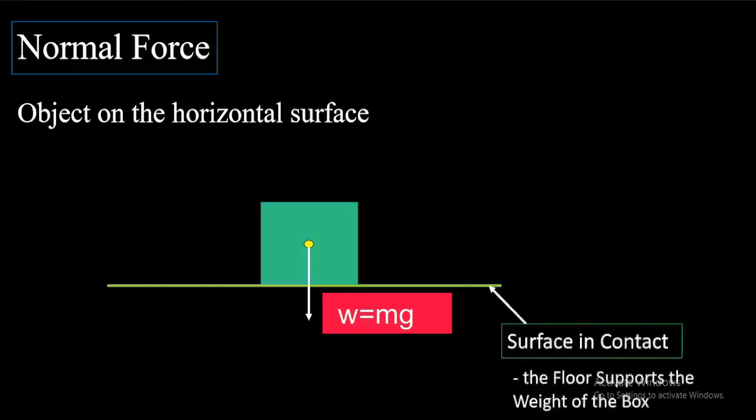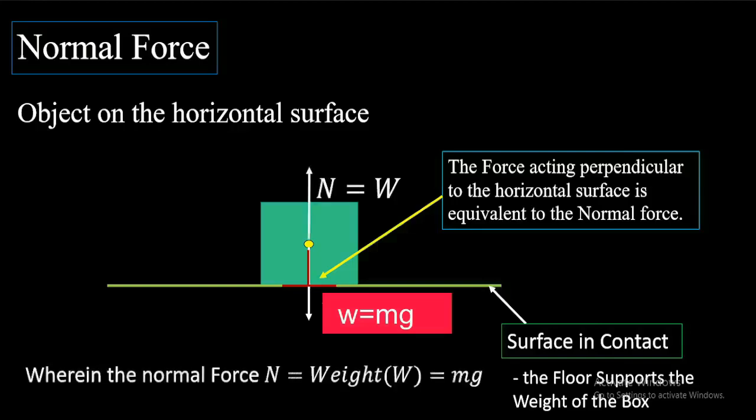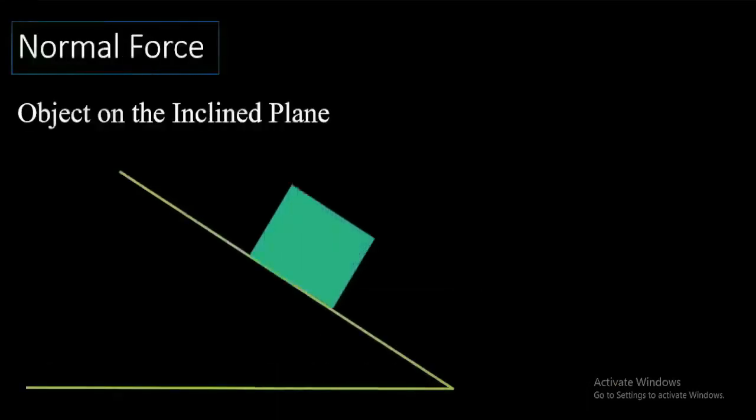The surface has to endure this force and must exert a counterforce equal in magnitude, but opposite in direction, just to support the object. This is the force acting perpendicular to the horizontal surface, and it is equal to the normal force. Consider the object placed on an inclined plane.